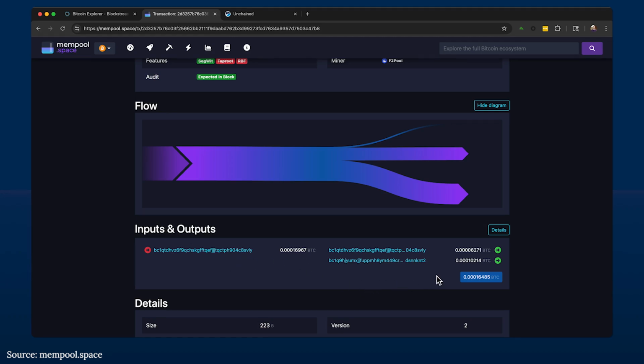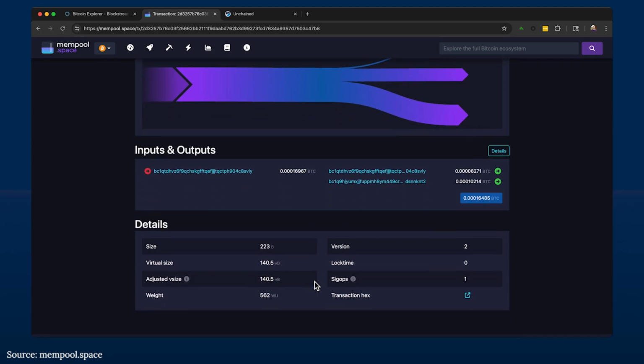We also get to see the 2 destination addresses and how much Bitcoin is being sent to each of those. In this case, one of the destinations is actually the same as the address that is spending the Bitcoin, so that must be the change for this transaction coming back to the sender. At the very bottom, we get some technical data about the transaction.